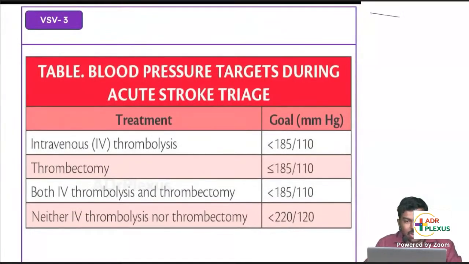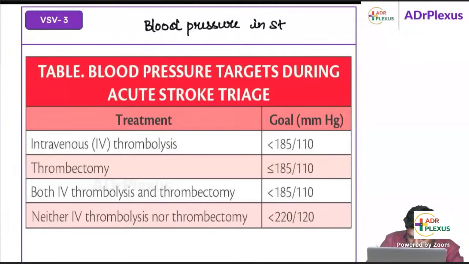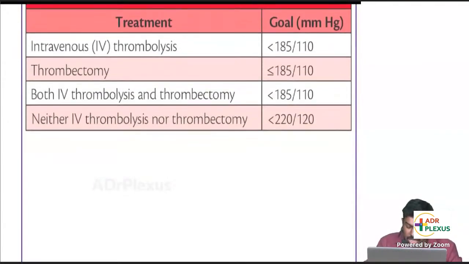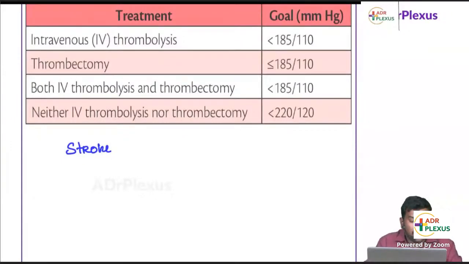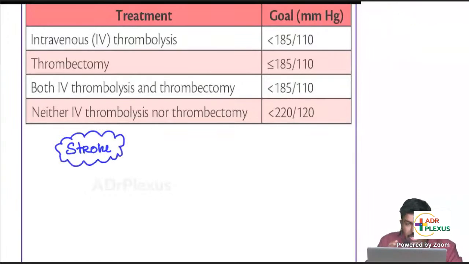The next topic is a recently asked question: the blood pressure target during acute stroke. So, blood pressure control. What is the relevance of blood pressure in stroke? Here I am going to again tell you, whenever a patient is having stroke, the blood pressure is always very, very important, because in patients with stroke, what happens?